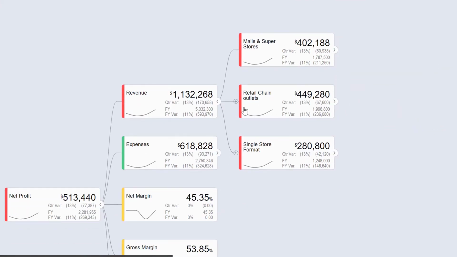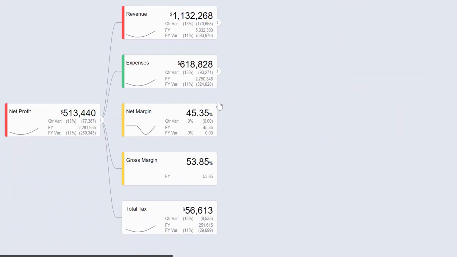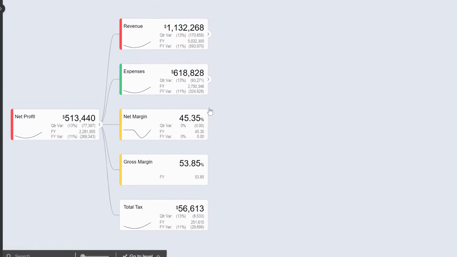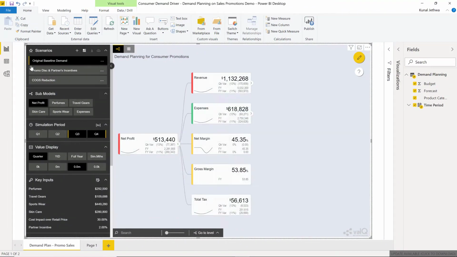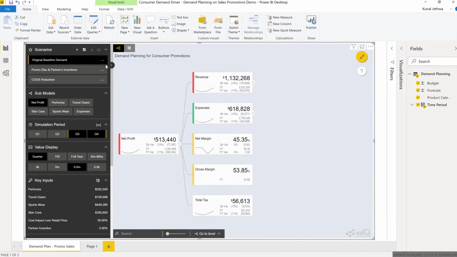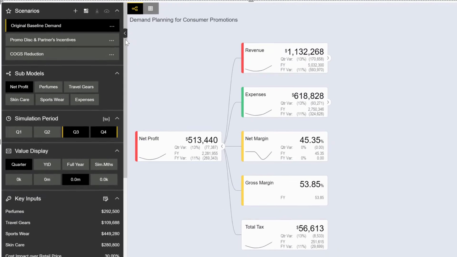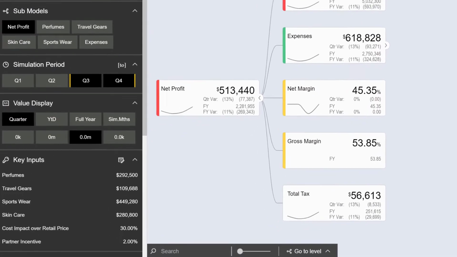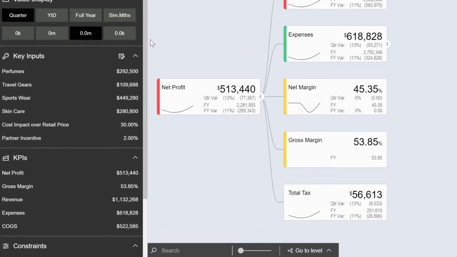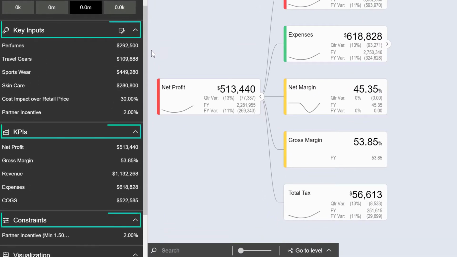A design structure like this would help us to get the drivers of revenue and expenses and key deliverables on one page. ValQ's user interface helps creating multiple submodels, customize your simulation period, and value display. Moreover, you can select and showcase your enterprise's KPIs, key inputs, and constraints which need to be monitored.